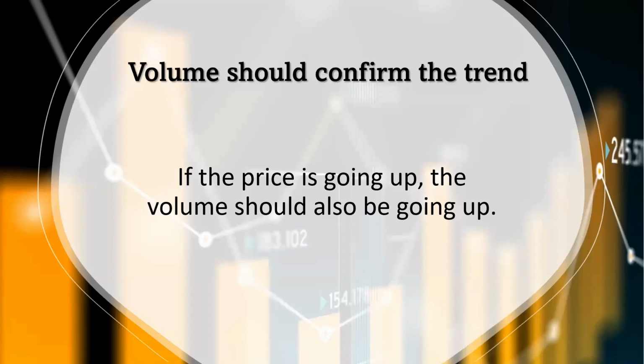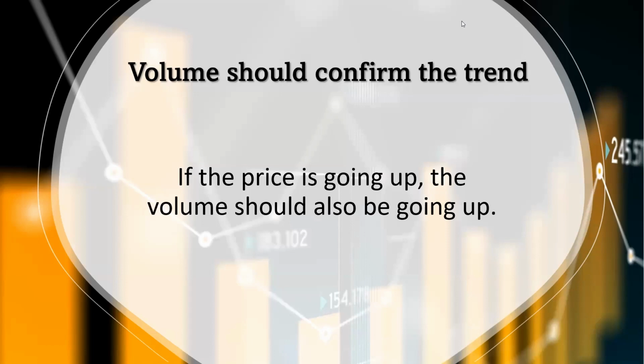Next is volume must confirm the trend, which means if the price is going upwards, the volume should also be going up. Sometimes the price is going upwards but not the volume. That is manipulation in the market, and we traders just get stuck in that. So volume must confirm the trend. It indicates the interest of the people in the particular asset. If the volume is high, it means that many people are buying it.